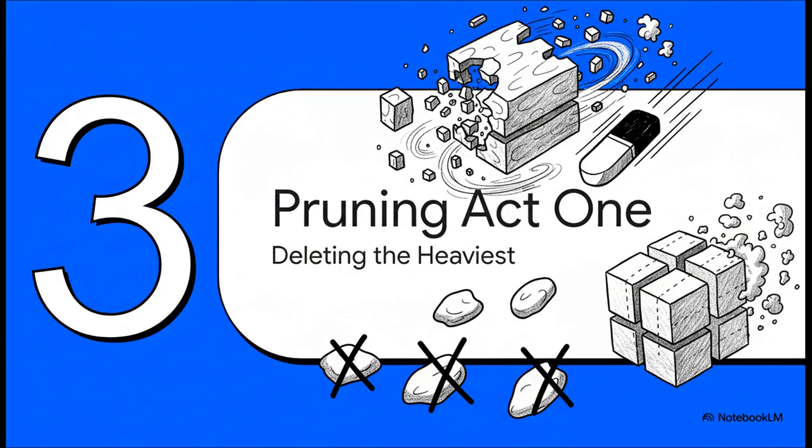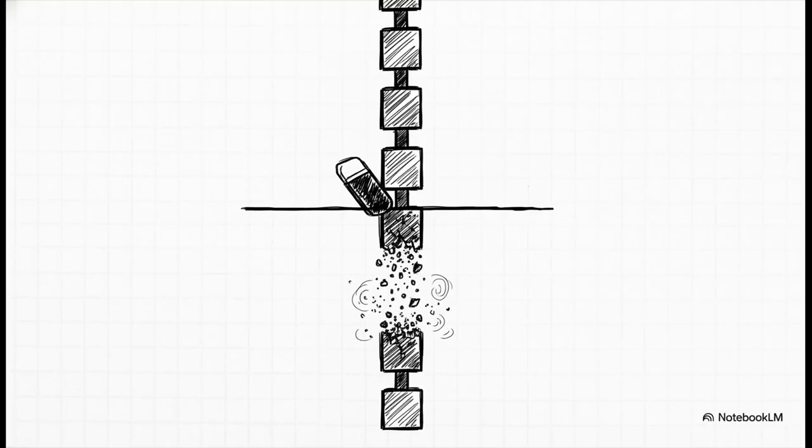Okay, foundation's set. Now let's get to the fun part. Let's start pruning. Act 1 is all about the low-hanging fruit, getting rid of the heaviest, most bloated data first, and that means the block bodies. And the rule here is actually super straightforward. Once a block gets old enough and is buried deep enough in the chain, what's called the pruning depth, its raw transaction data just isn't needed for the network to agree on the present.